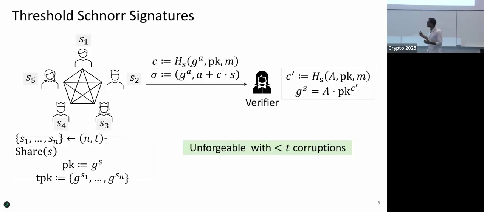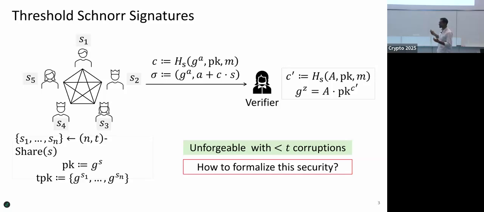The security guarantee we get is that the signature scheme is unforgeable as long as the adversary corrupts fewer than t parties. And this talk is about the security proof, specifically the adaptive security proof. So we need to formalize the security guarantees a bit more. So how do we do it?